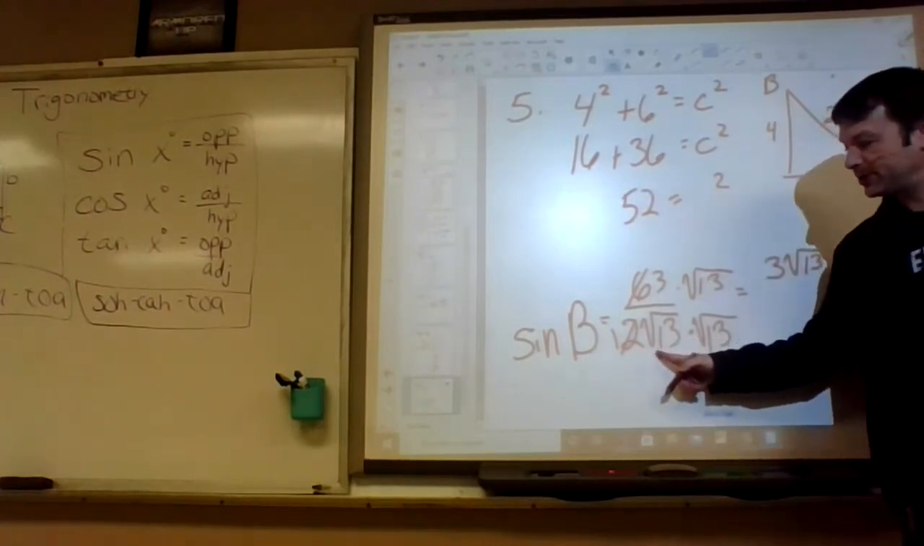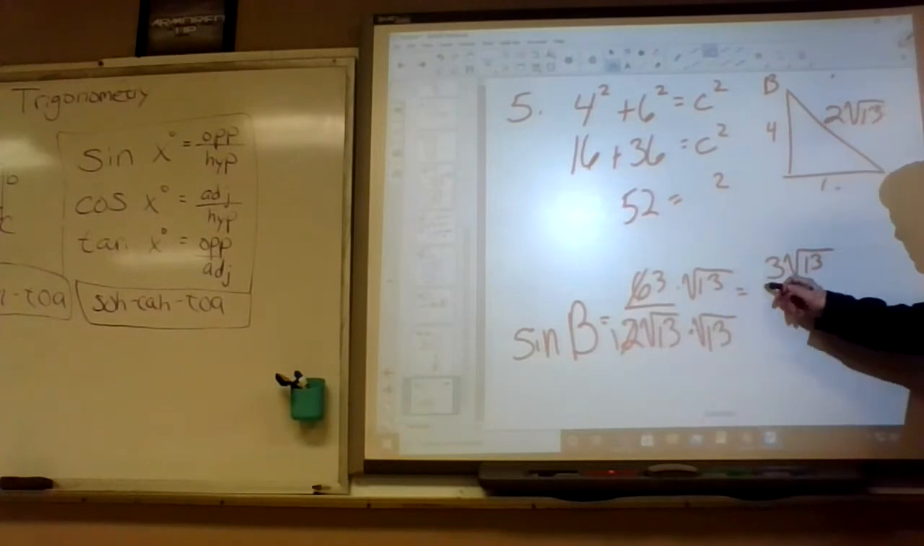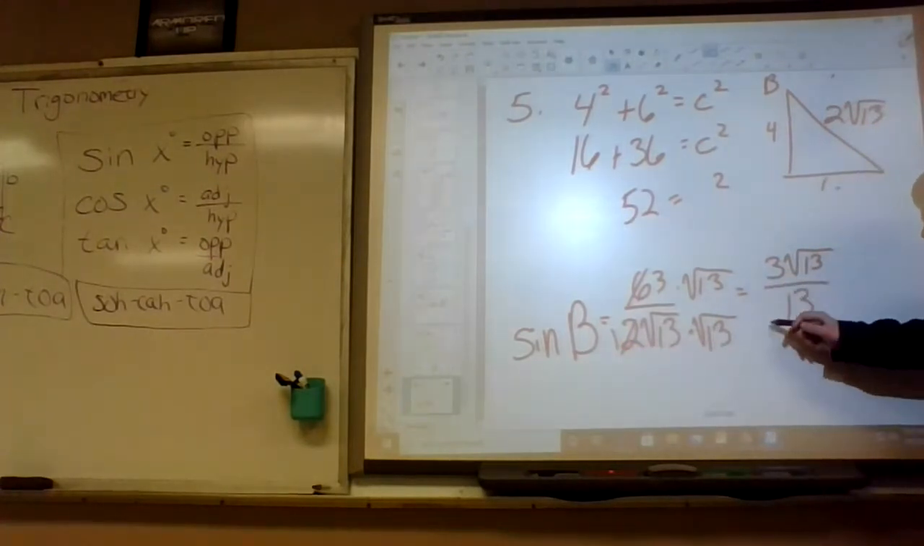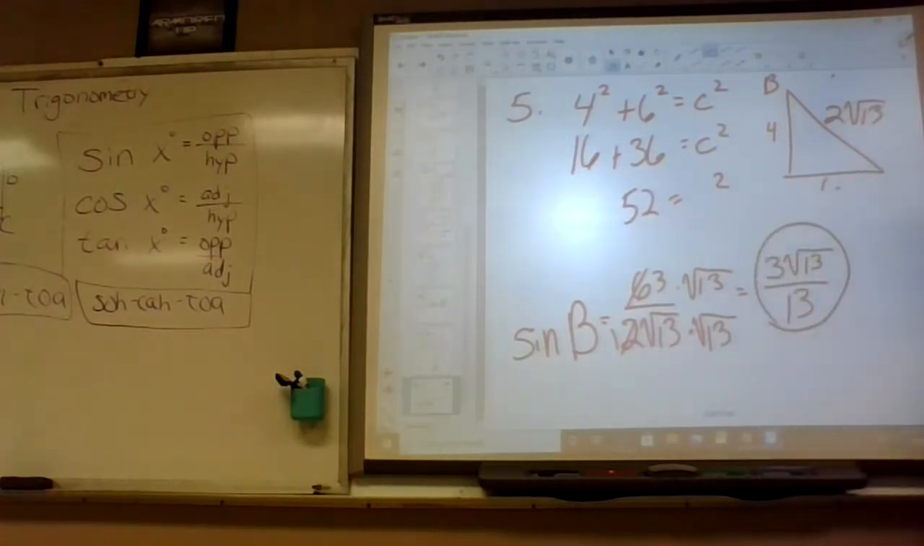Square root of 13 times square root of 13 is 13. Times 1 doesn't really matter. So that is the final answer.